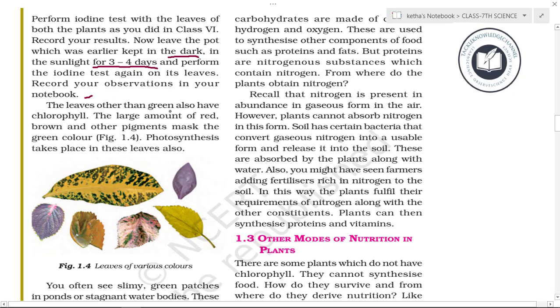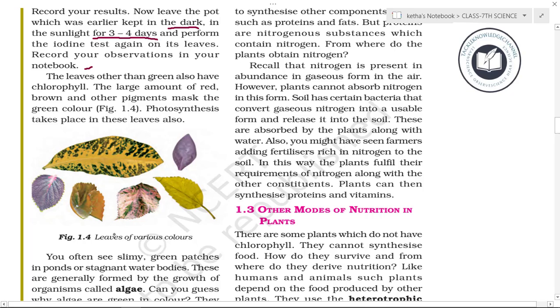The leaves other than green also have chlorophyll. The leaves contain a pigment called chlorophyll. A large amount of red, brown and other pigments mask the green color. Figure 1.4 shows the leaves of various colors. Photosynthesis takes place in these leaves also. So photosynthesis is taking place in all of these leaves.